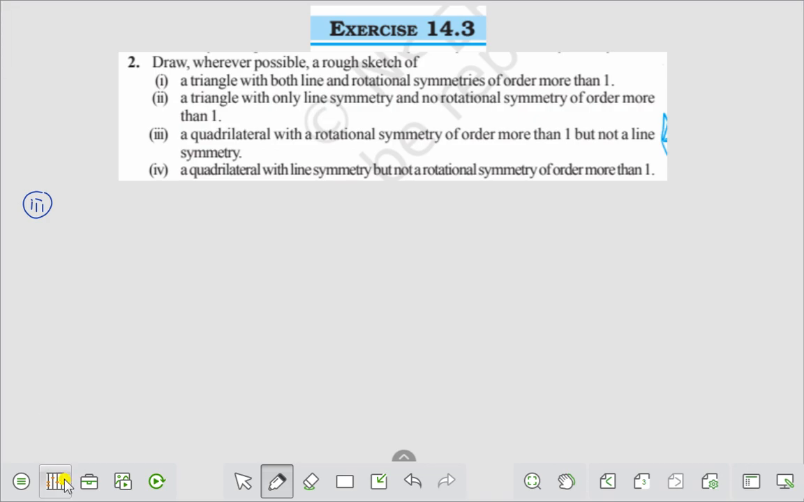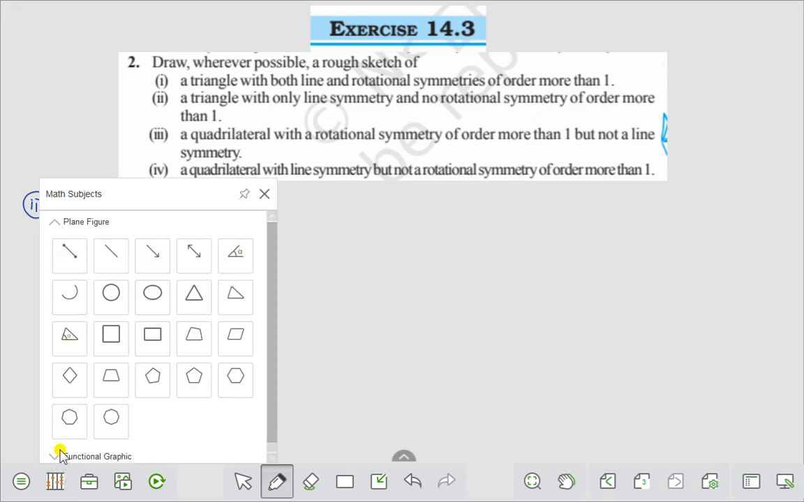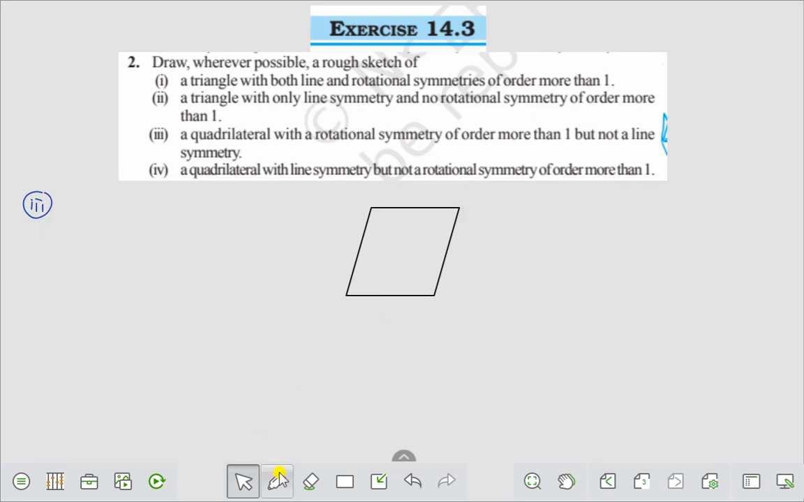If we draw this parallelogram, and write the names here, A, B, C and D, a parallelogram has no line of symmetry. If you draw a line this way, or diagonally, we will not get any line of symmetry in the case of a parallelogram.